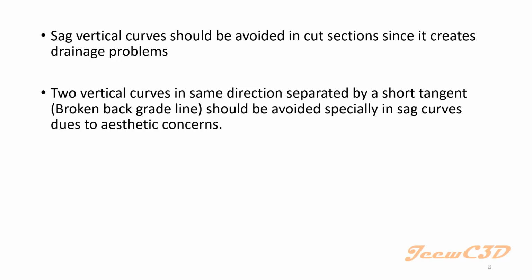Then two vertical curves in the same direction, separated by a short tangent, which is called a broken back grade line, should be avoided, especially sag curves, due to aesthetic conditions. So I think you could understand this thing. I explained the behavior in the horizontal alignment, which is meant by the broken back horizontal curve. So same thing happens here, broken back grade lines. You have two vertical curves with a short tangent in between. It will be a very unpleasant view due to this broken back grade line effect.